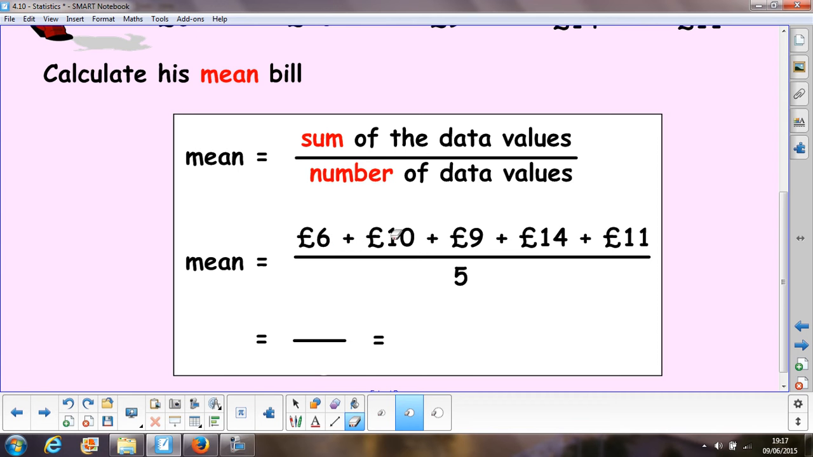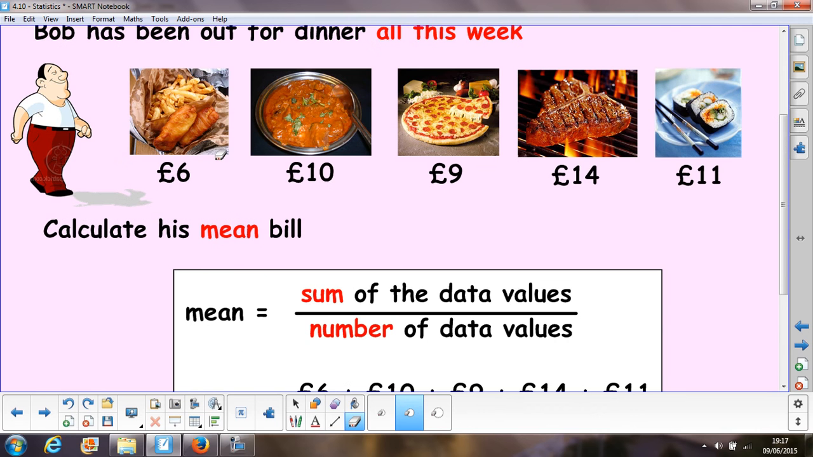So if you add 6 and 10, you get 16, and then if you add the 9 on, you're going to get 25, 39, and 39, 49, 50, isn't it? 50 divided by 5, and you come out to be 10. So the average amount he paid here was £10. Now that seems about right because the average is meant to be a middling value. Now the lowest value he paid was 6 and the highest was 14, so 10 seems about right.